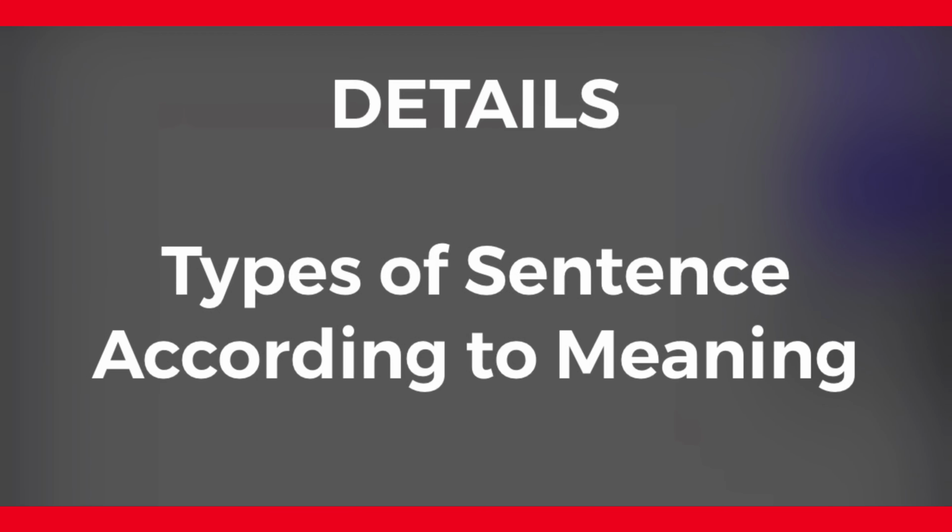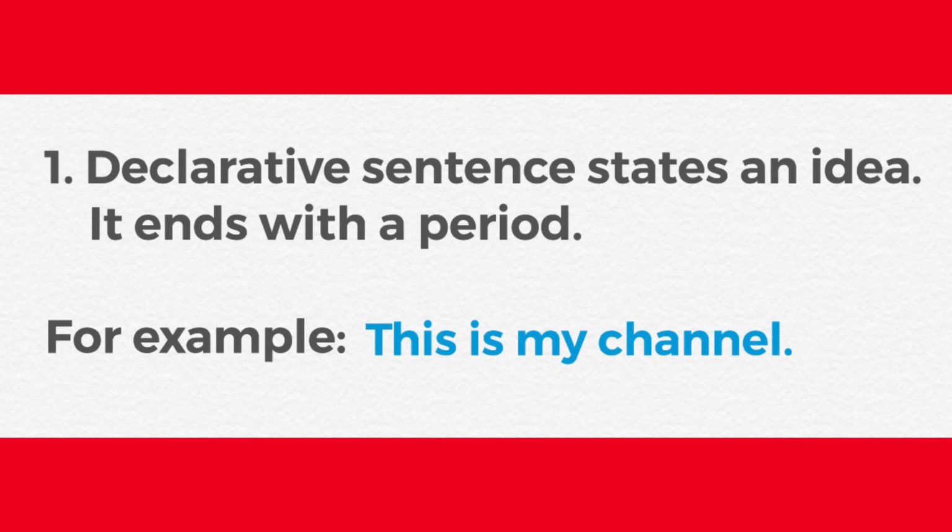Now let us move on to the types of sentence according to meaning. Some other books call it types of sentence according to function, but in this video, I prefer to call it meaning. The first type is the declarative sentence. It states an idea. It ends with a period. For example, this is my channel.